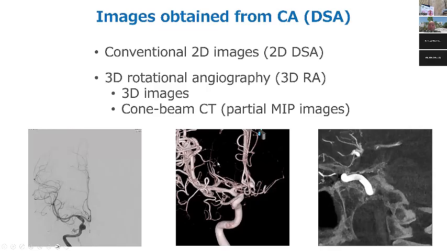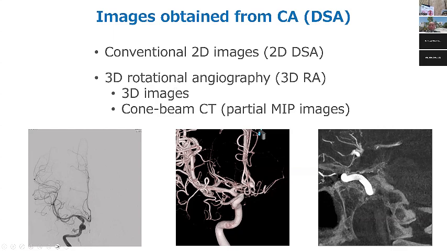Okay. Catheter angiography provides multiple types of imaging. One is 2D DSA, and the other is 3D rotational angiography. In 3D rotational angiography, there is a 3D image like this, and we can also obtain a cone beam CT like this image. Those all give us a full picture from anatomy to treatment planning.